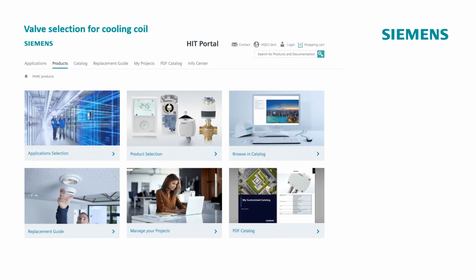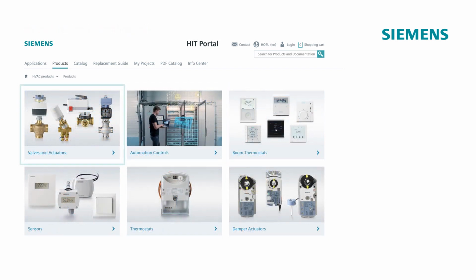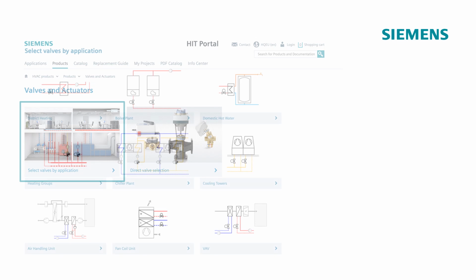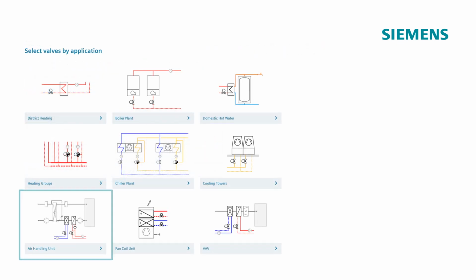The control valve and the corresponding actuator for the cooling coil can very easily be selected in the Siemens HIT Portal. Click on Product Selection. Then, Valves and Actuators. Now you can choose whether you want to select the valve based on the present application, or whether you prefer to go to Direct Valve Selection. We choose Valve Selection based on application. Select Air Handling Unit.